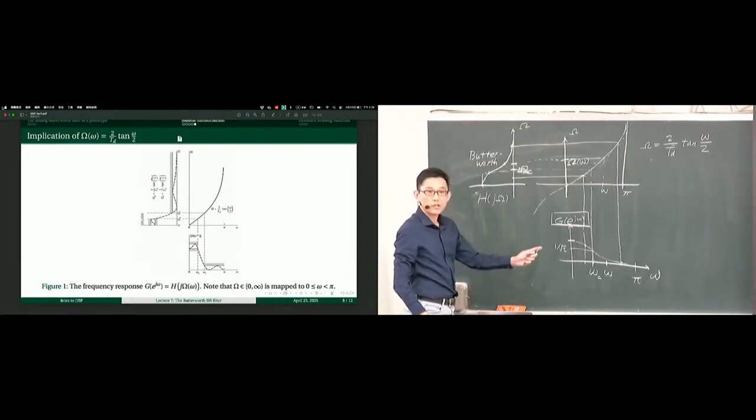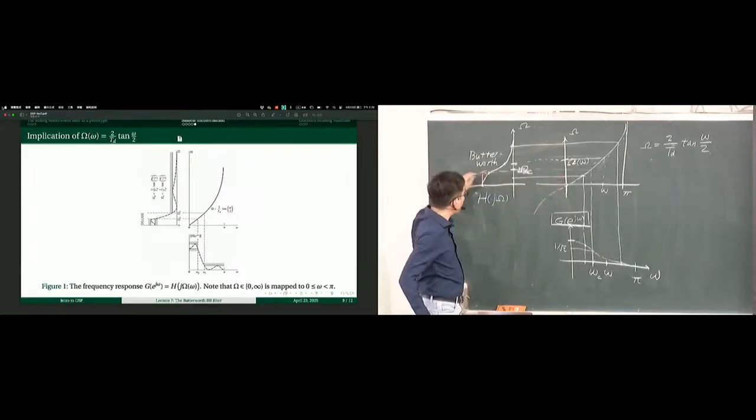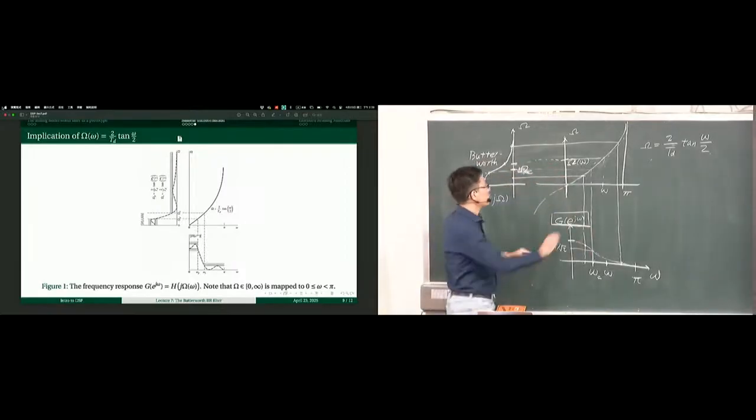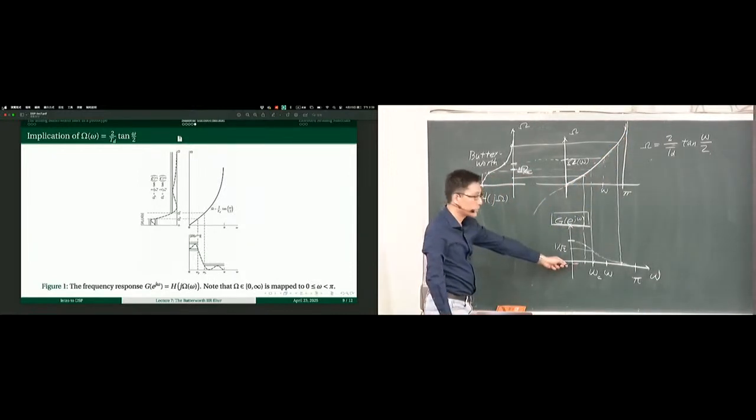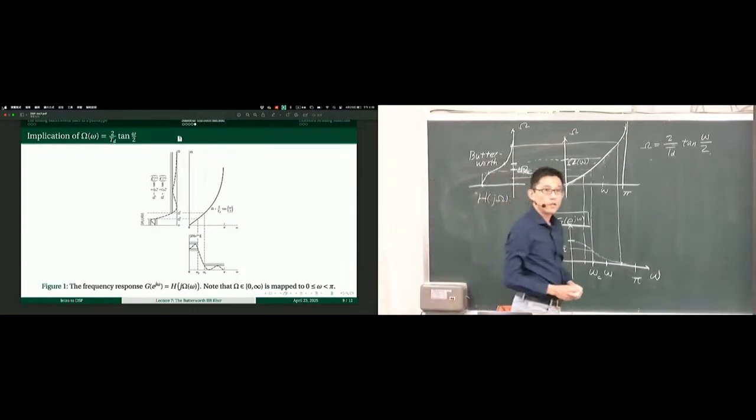Any question regarding this slide? Please make sure that we understand what's going on right here. Okay, it's going in between small omega and big omega, using this tangent relation, and you'll be able to find out the frequency response given its prototype. One-to-one mapping.